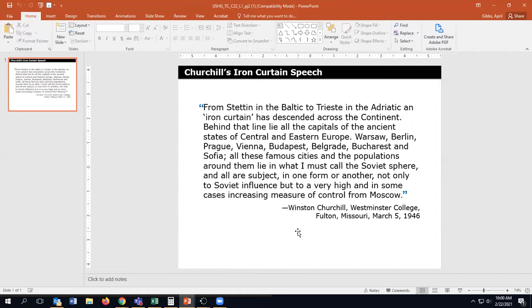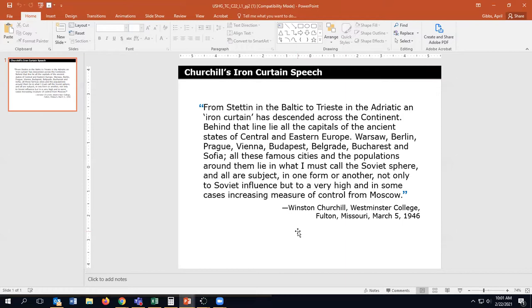From Stettin and the Baltic to Trieste and the Adriatic, an Iron Curtain has descended across the continent. Behind that line lie all the capitals of the ancient states of Central and Eastern Europe: Warsaw, Berlin, Prague, Vienna, Budapest, Belgrade, Bucharest, and Sofia. All these famous cities and the populations around them lie in what I must call the Soviet sphere, and all are subject in one form or another, not only to Soviet influence, but to a very high and in some cases, increasing measure of control from Moscow.